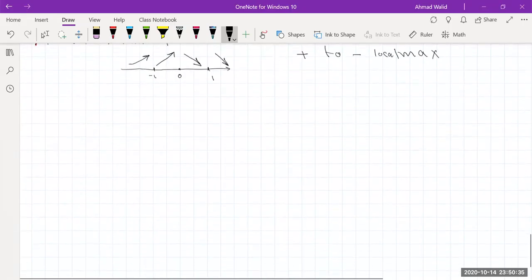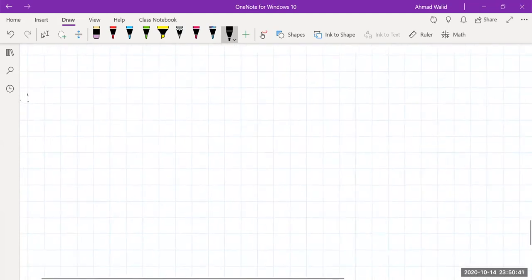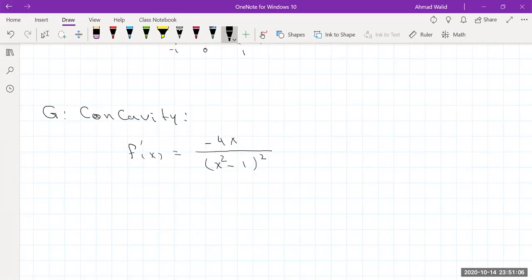Or G, f double prime or interval of concavity. Okay, f prime x, we already found f prime x equals -4x over, I think it was, x squared minus 1 all squared. Now we are looking for f double prime of x, the second derivative of the function. f double prime of x, again quotient rule.